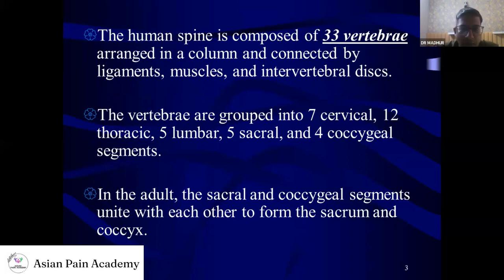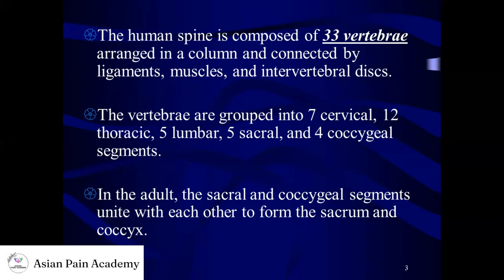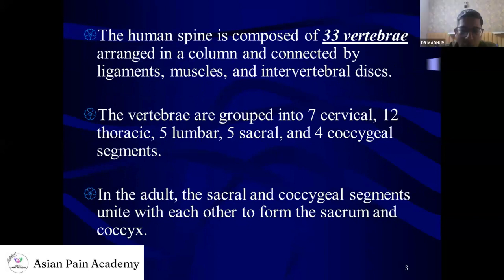Coming to the basic anatomy, the human spine is composed of 33 vertebrae arranged in a column and connected by ligaments, muscles, and intervertebral discs. The vertebrae are grouped into 7 cervical, 12 thoracic, 5 lumbar, 5 sacral, and 4 coccygeal segments. In the adult, the sacral and coccygeal segments unite with each other to form the sacrum and coccyx.